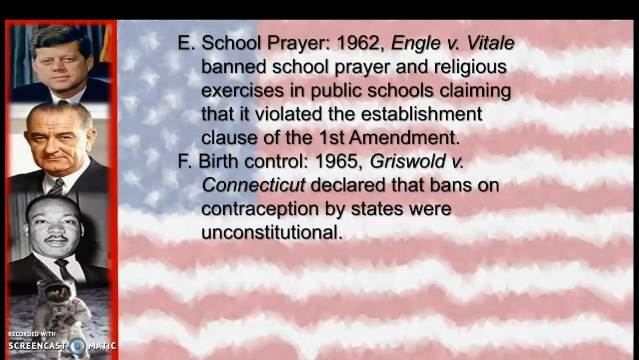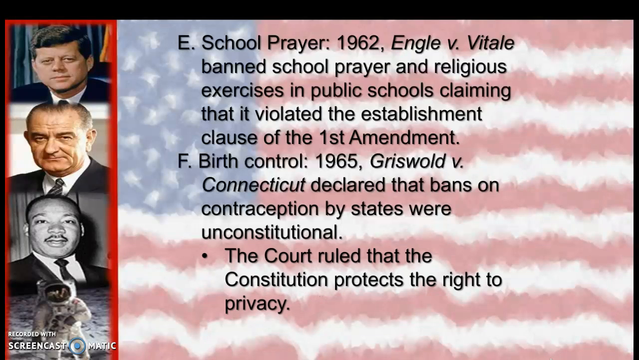Another one with birth control, Griswold v. Connecticut, declared that bans on contraception were unconstitutional, so it's protecting women's rights to birth control, essentially. And the Constitution protects the right to privacy in this case. So that's the Warren Court. And as you can see, guys, if we had to categorize the Warren Court, it's protection of the First Amendment, relatively liberal compared to some of the other courts that we've seen, which were more conservative. And so this is an important one worth noting.